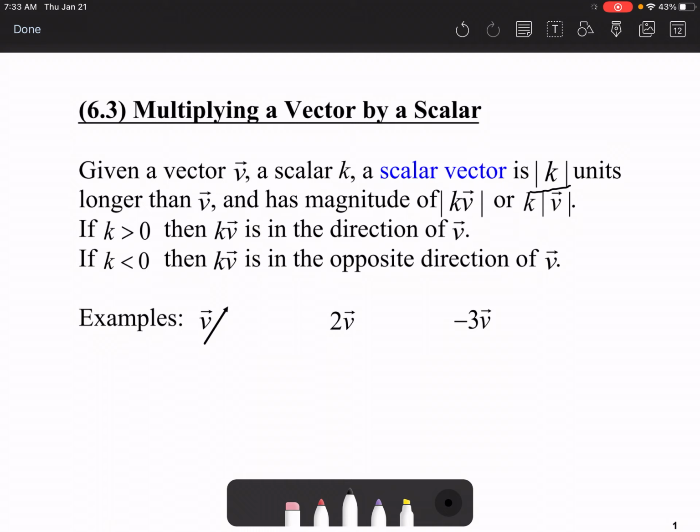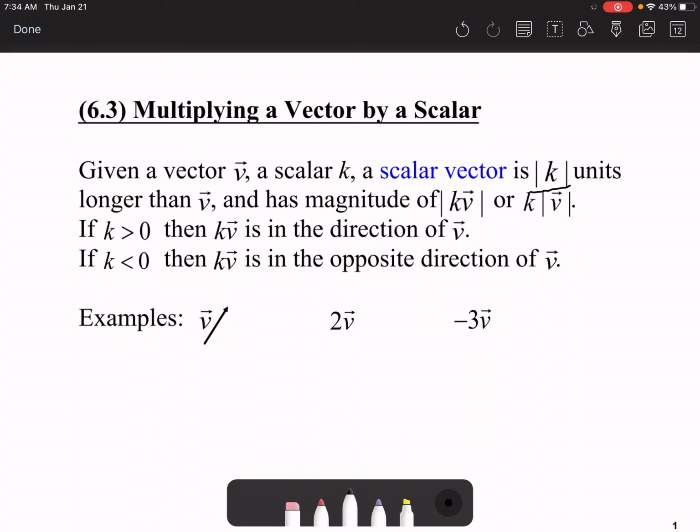Now if k is greater than 0, then kv is in the same direction as v, and if k is less than 0, then it's in the opposite direction of v. Please also realize if |k| is a number less than 1, it's going to be smaller in size, which only makes sense. You're just multiplying that value by it.